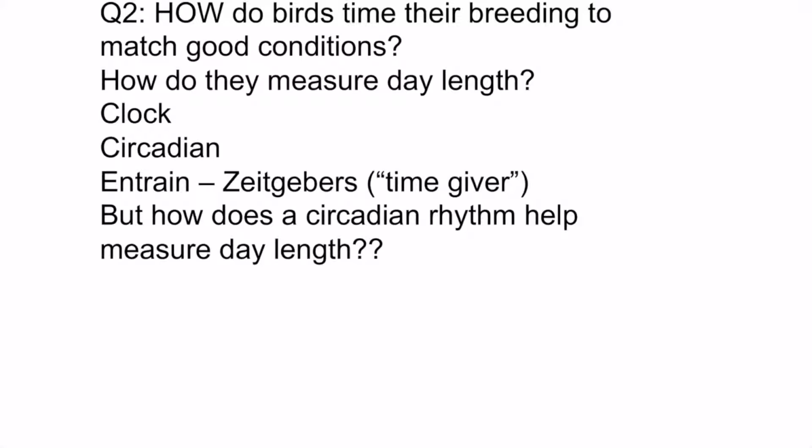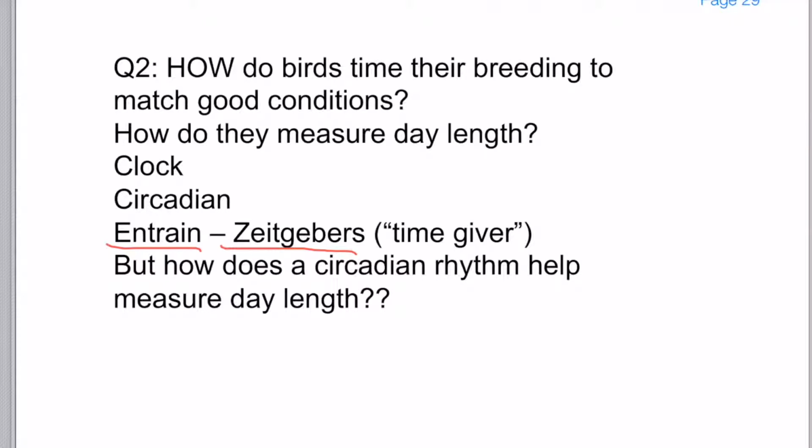So we've partly started to solve our problem, but now we also need to make the clock more precise and entrain it. And we do this with something called Zeitgebers, which, again, one of those German terms. In this case, Zeit, time, Geber, giver. So it's a cue that gives the time. So how does this work? The short answer is we're not entirely certain of all the details.